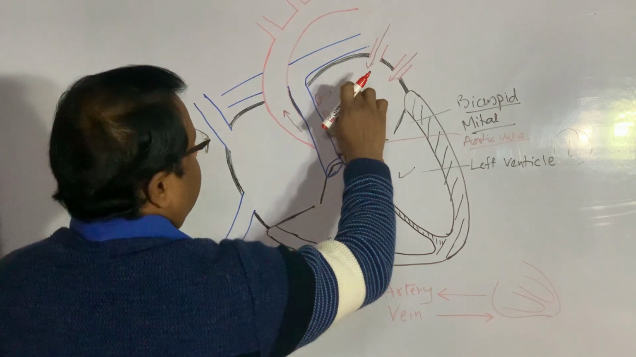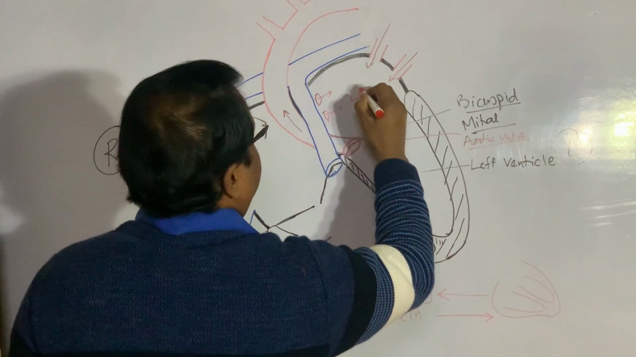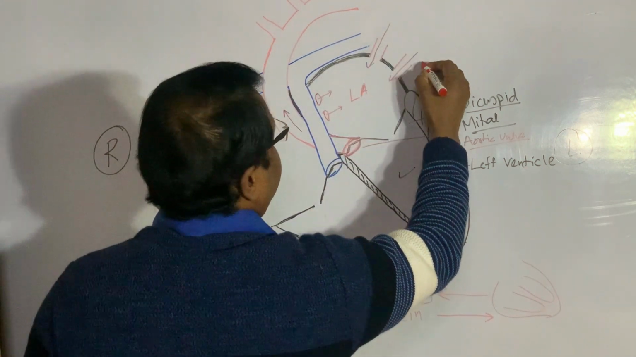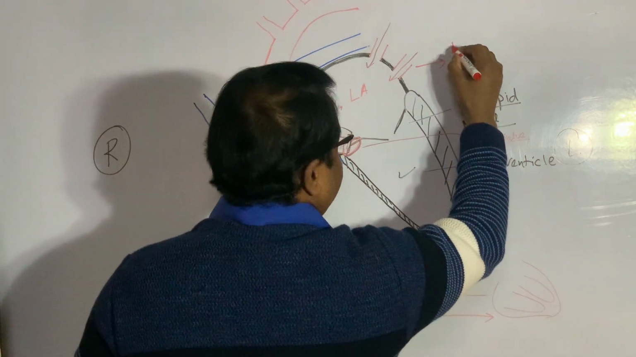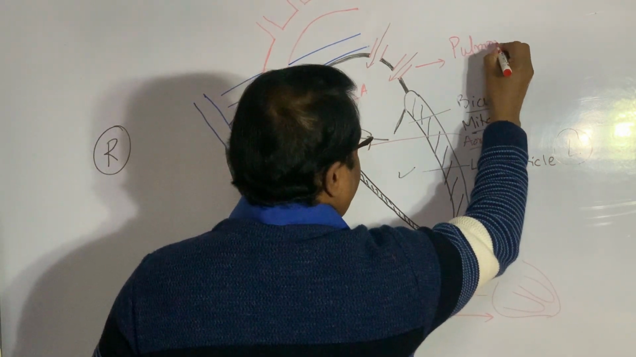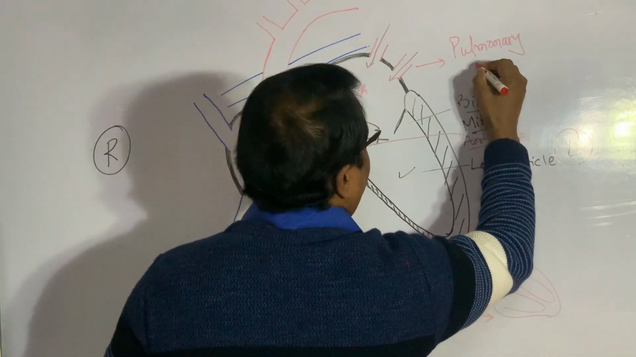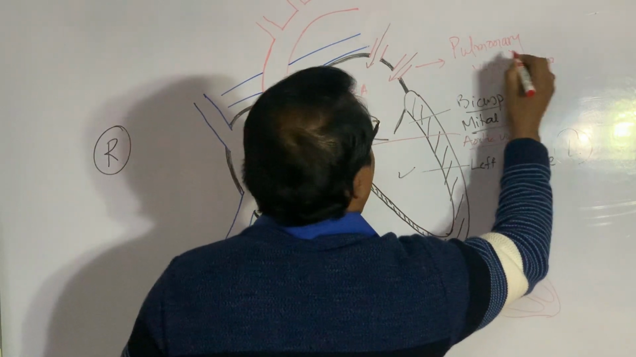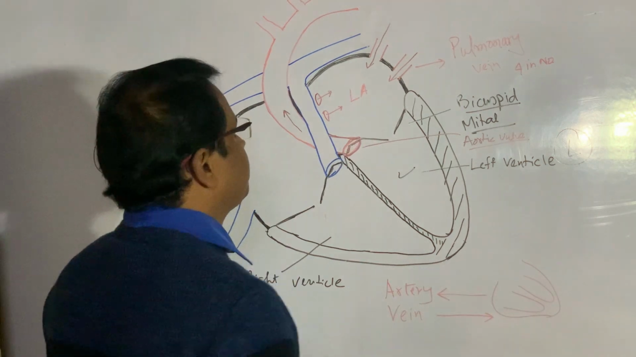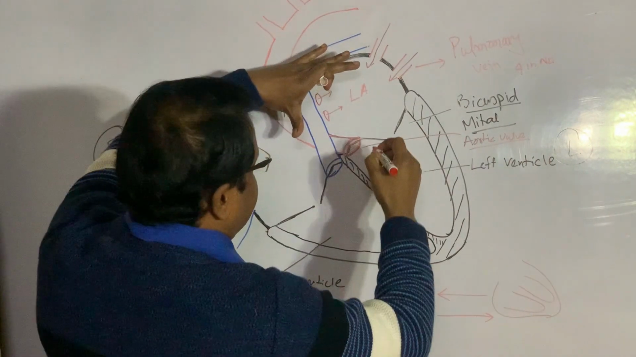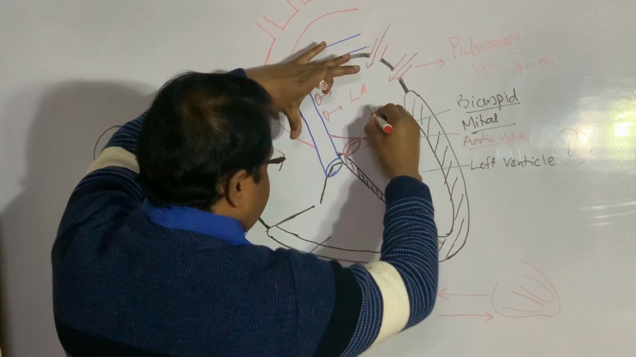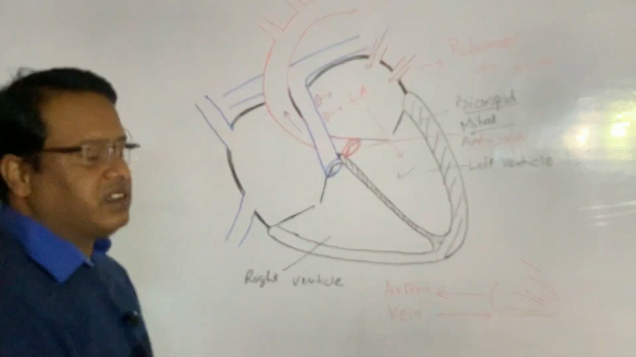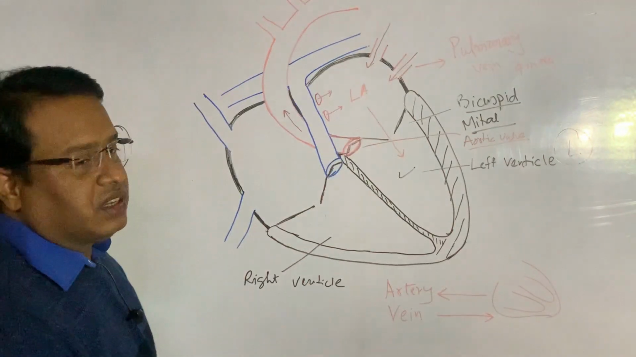Okay, that is the left atrium. The left atrium receives blood from 4 major veins called pulmonary veins. They are 4 in number: 1, 2, 3, 4, and they eject blood into the left ventricle during the cardiac cycle.